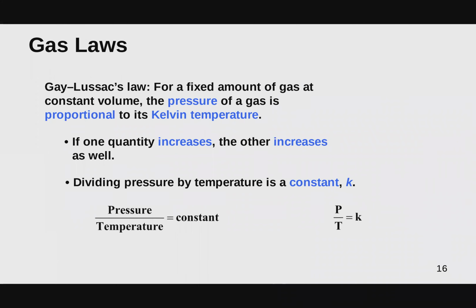Now, next up, we have Gay-Lussac's law. Gay-Lussac's law tells us that for a fixed amount of gas at a constant volume, the pressure of the gas is proportional to its temperature in Kelvin. You're probably noticing that we have another constant, which is K again, and for these first three equations, they've all been equal to K, right? And so they all must be related in some way, shape, or form.